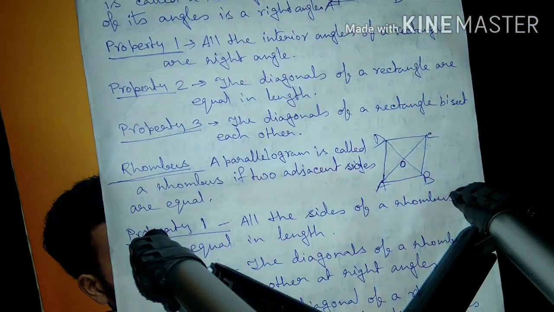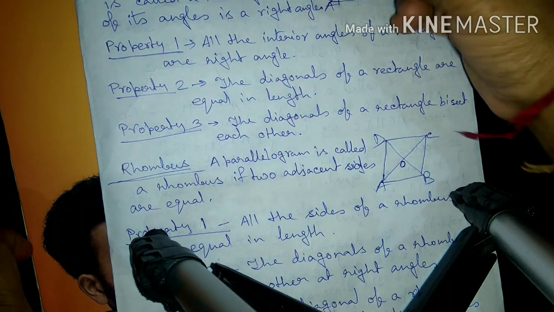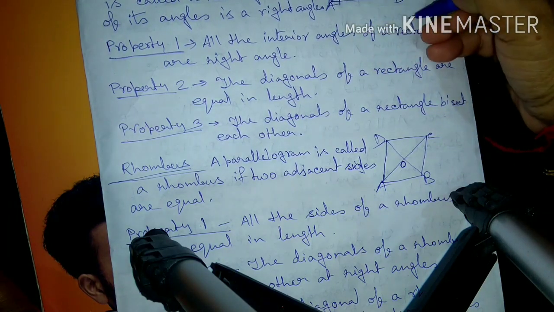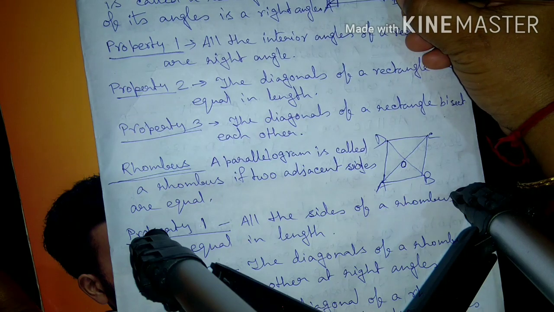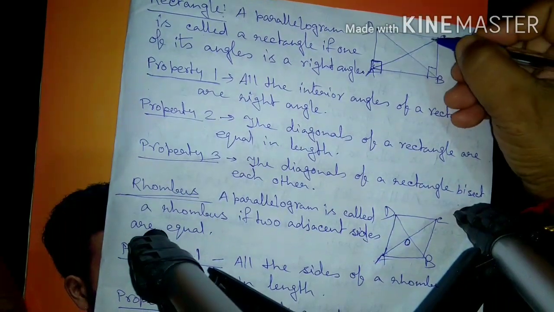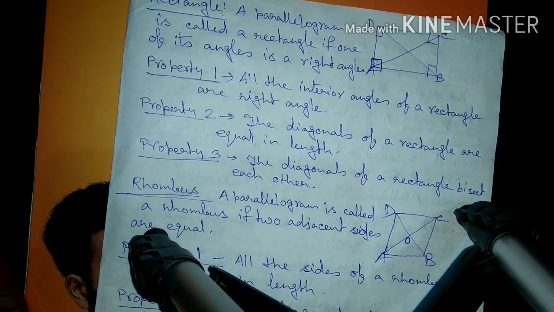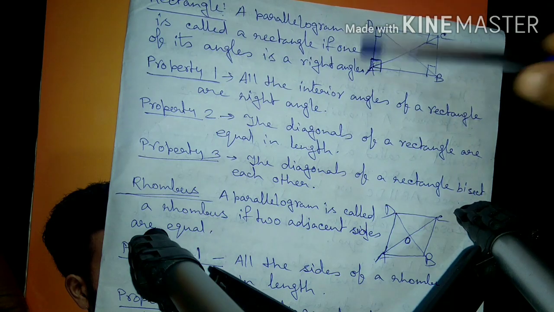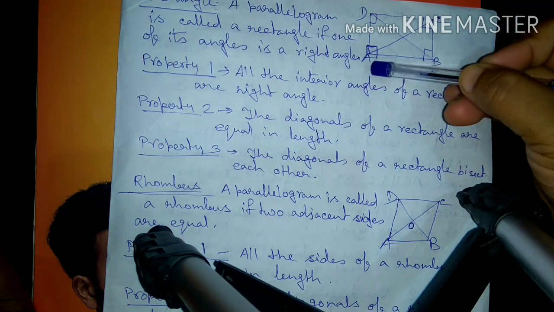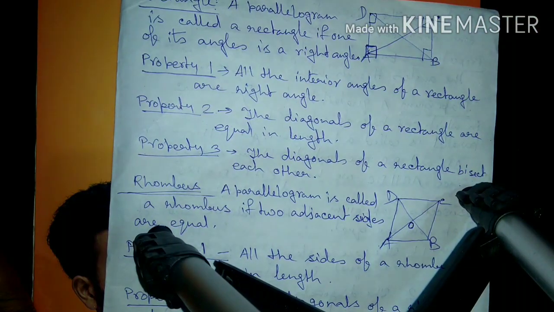Property number 1: all the interior angles of a rectangle are 90 degrees. Interior angle means the angles inside the closed figure. That means angle A, angle B, angle C, angle D, all these are right angles. Then property 2 is diagonals of a rectangle are equal in length. That means AC equals BD.